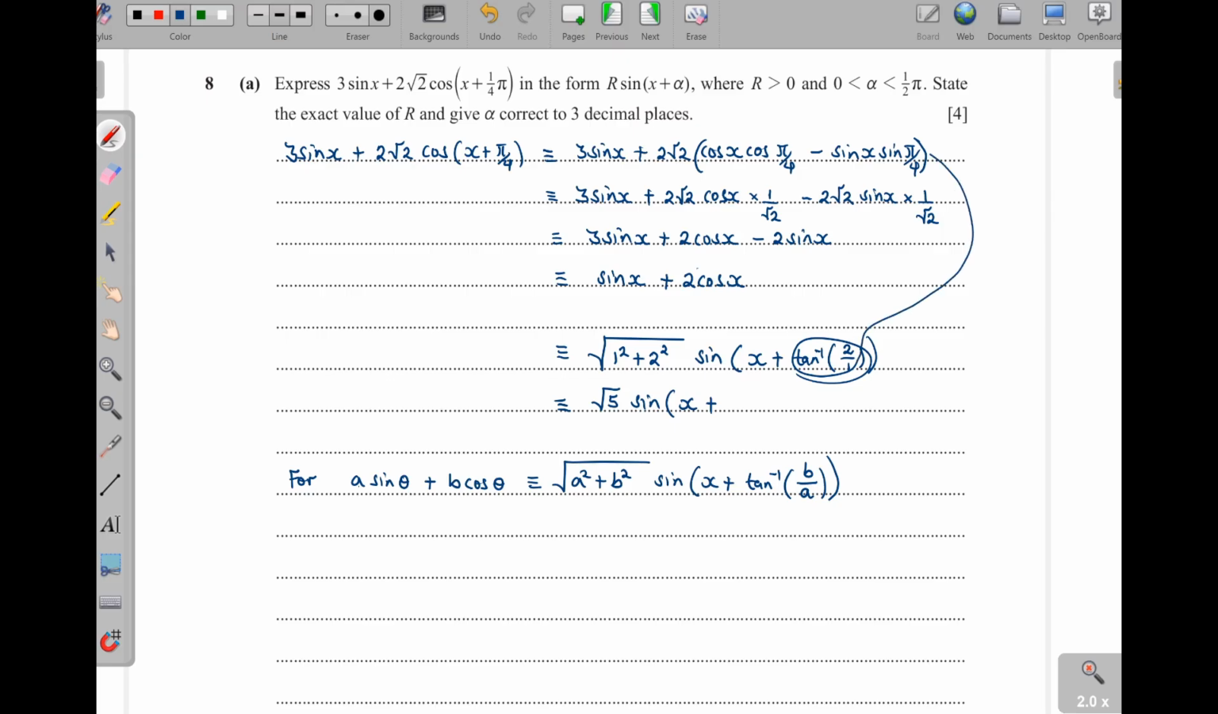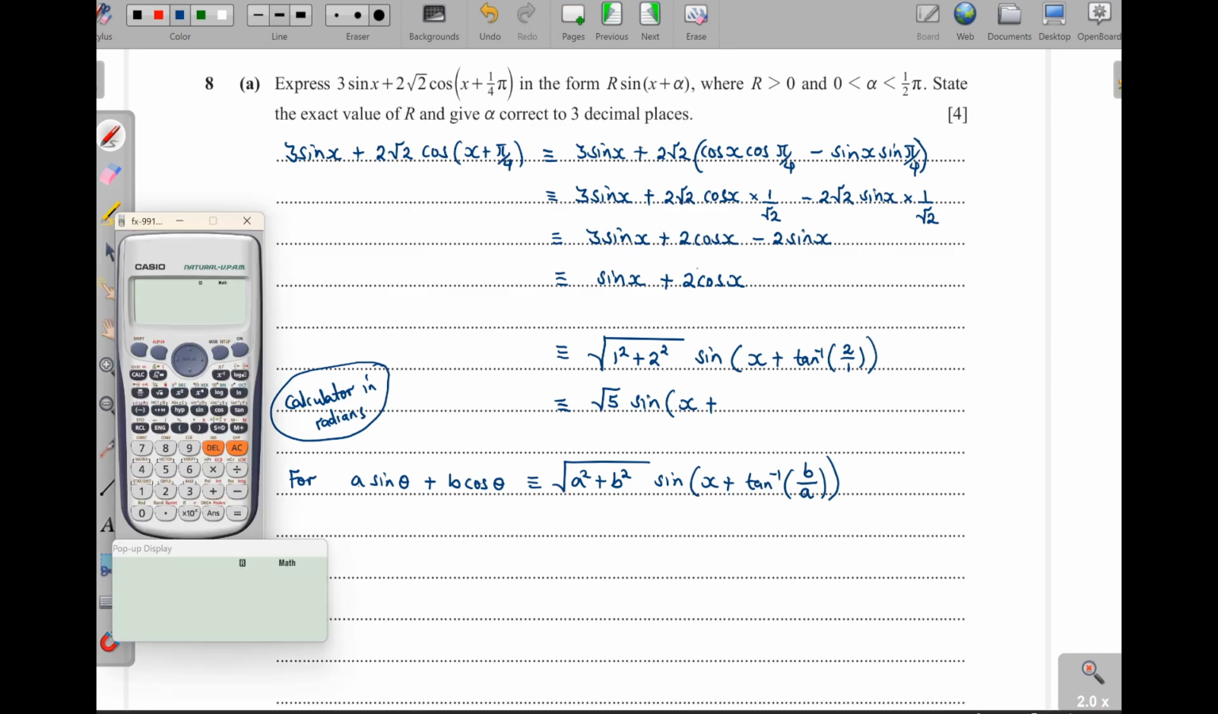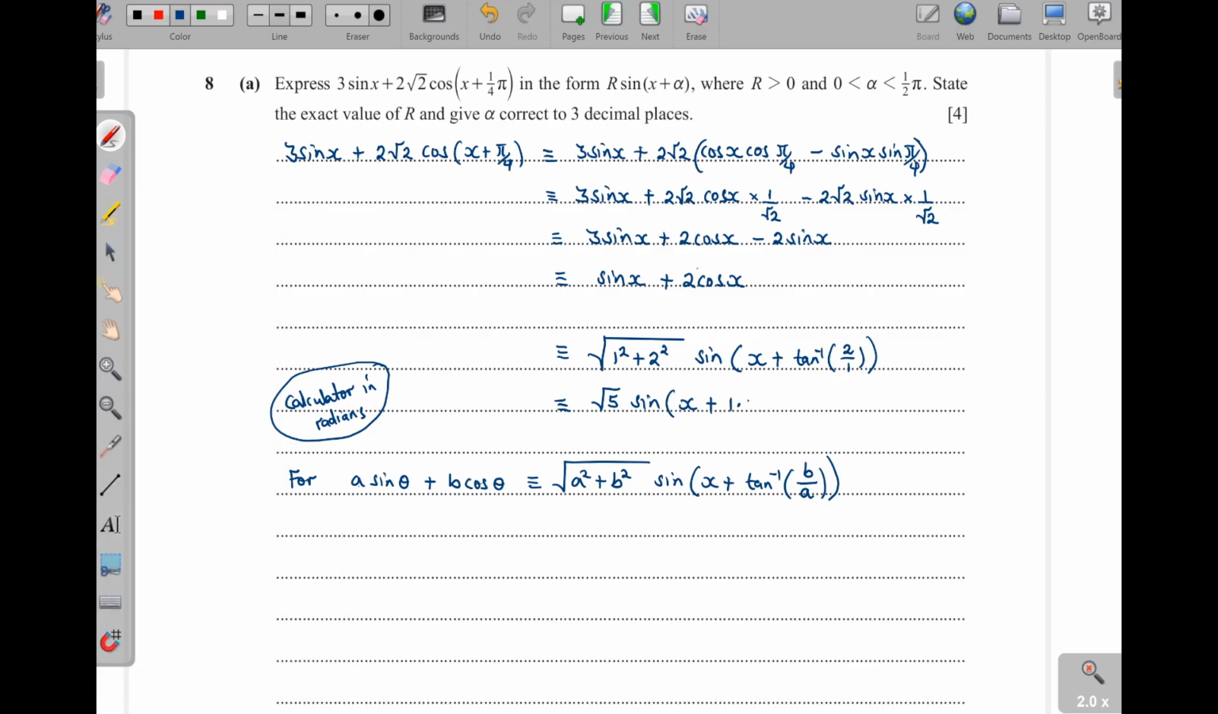We write our answer here to 3 decimal places, and the calculator has to be in radians, because that is the domain given. So calculator in radians. So very important. My calculator here is already in radians, so I'll just say arctan of 2. Then it gives me 1.107. They said 3 decimal places, so maintain that. 1.107. So this is our final answer here.